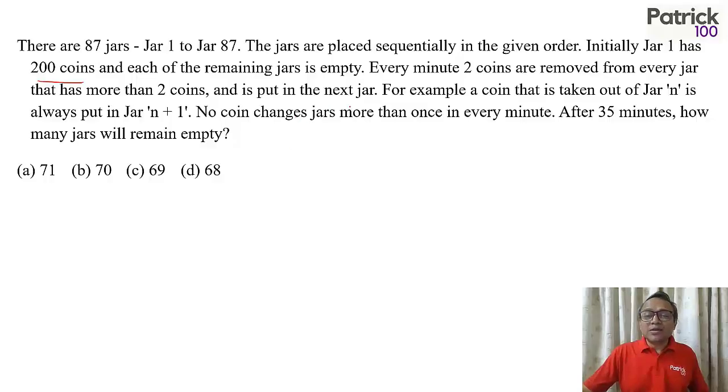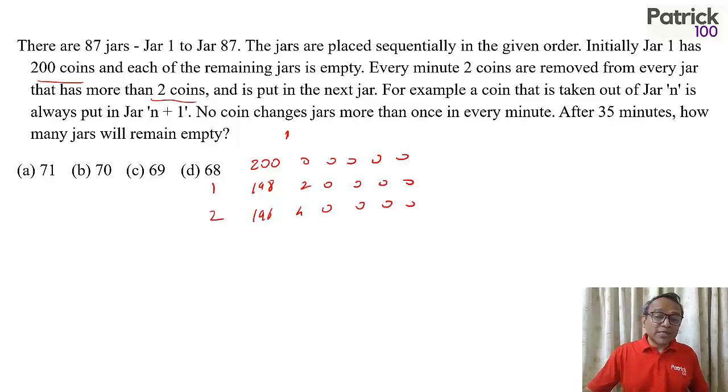After every minute, 2 coins are removed from a jar which has more than 2 coins and placed in the next jar. So in the first minute, from 200, 0, 0, 0, 0, 0, after the first minute it becomes 198, 2, 0, 0, 0, 0. After the second minute, it becomes 196: you remove 2 from the first jar, put 2 in the second jar, so 196, 4, 0, 0, 0.